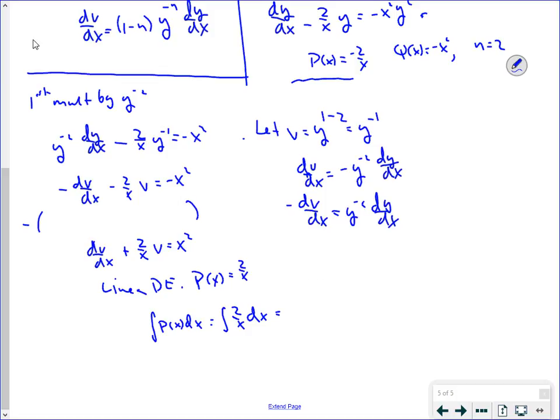And the integral of 2 over x is going to be 2 times the log of x, which is the log of x squared. And the integrating factor is e to this integral. E to the log of x squared is, fortunately, just x squared. Multiply everything through by that on this equation.